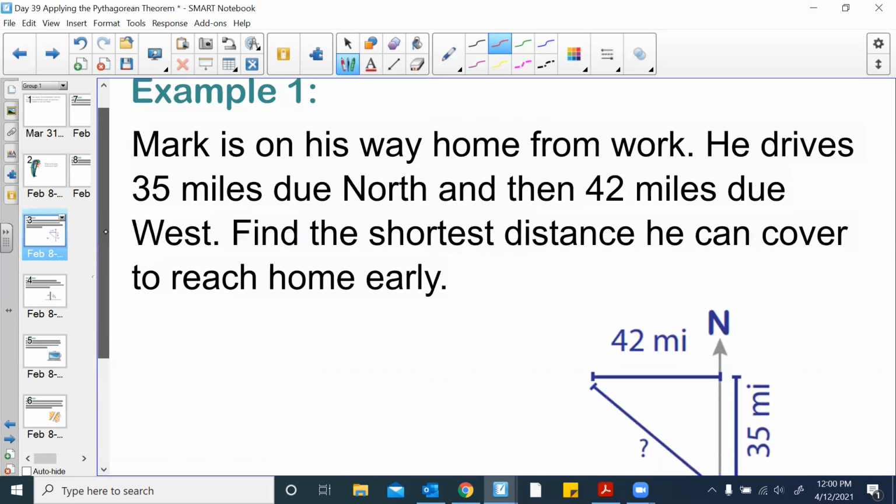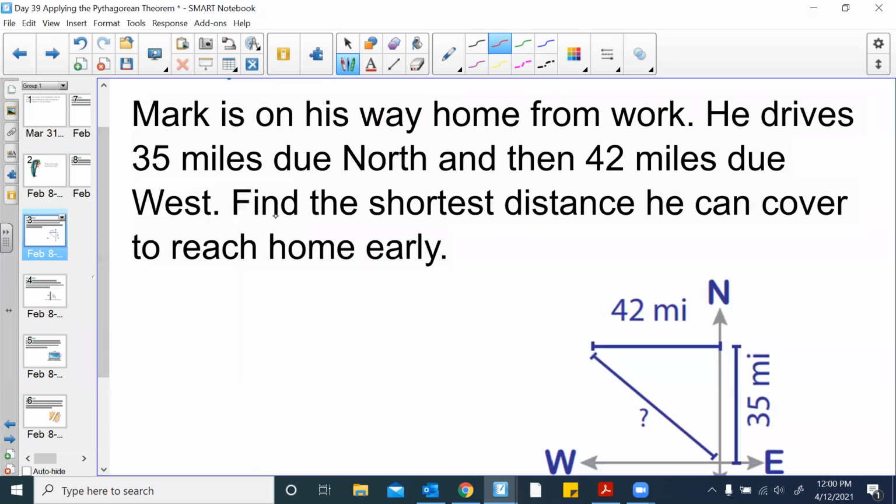All right. So good news is with a lot of these, they'll give you the picture. I believe on the test, every one of them gives you the picture. So you don't have to worry so much about drawing the picture or even labeling parts. It's mostly just using the Pythagorean theorem.